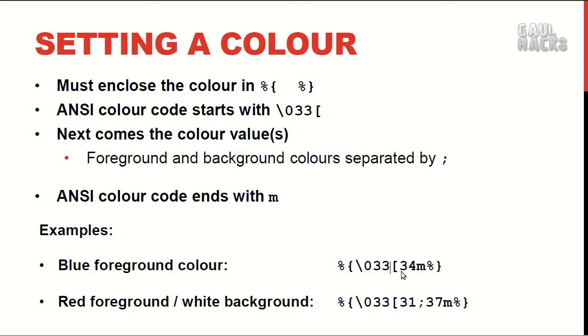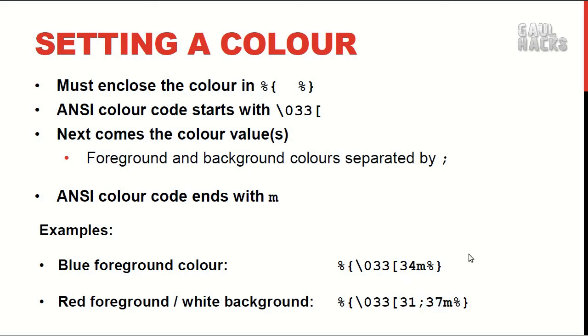And then I know that the color value for blue is 34, so I would enter 34 and finish things off with M. Similarly, if I wanted a red foreground and a white background, I would do the exact same thing here, except that I would separate these color values with a semicolon. So the foreground comes first, 31 is red, and the background comes next, and 37 is white.